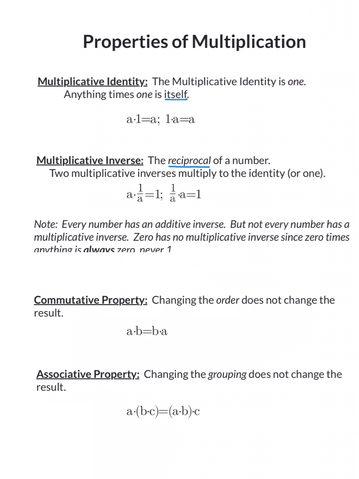Now, when we talked about addition, one thing to note is every number has an additive inverse. When we talk about multiplicative inverse, not every number has a multiplicative inverse. 0 has no multiplicative inverse, since 0 times anything is always 0. There is nothing you can multiply 0 by in order to obtain 1 for your answer.